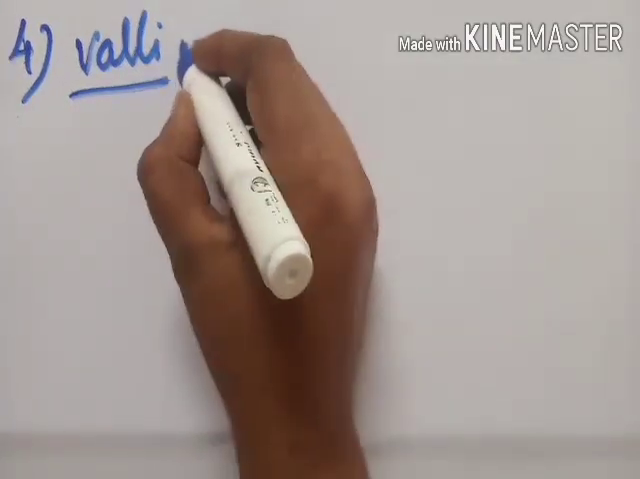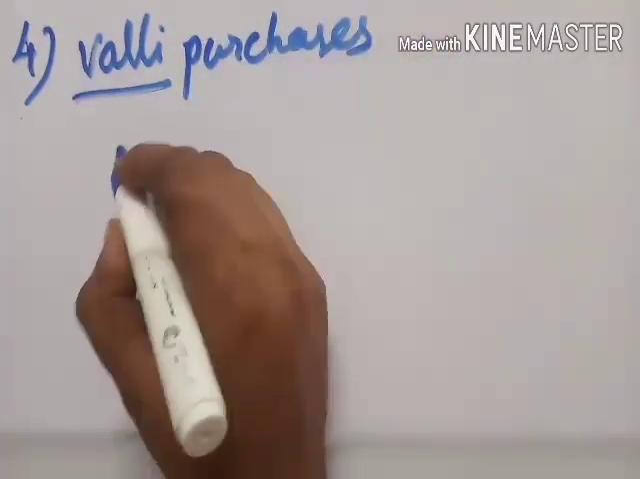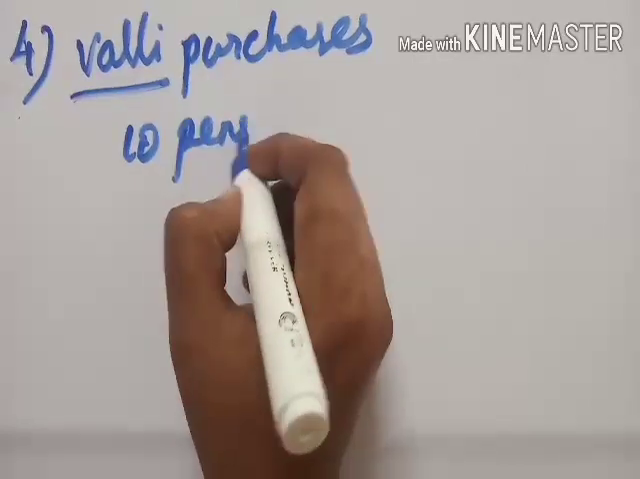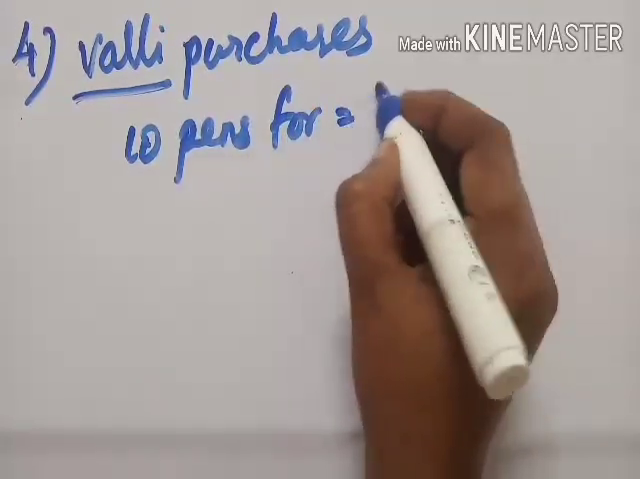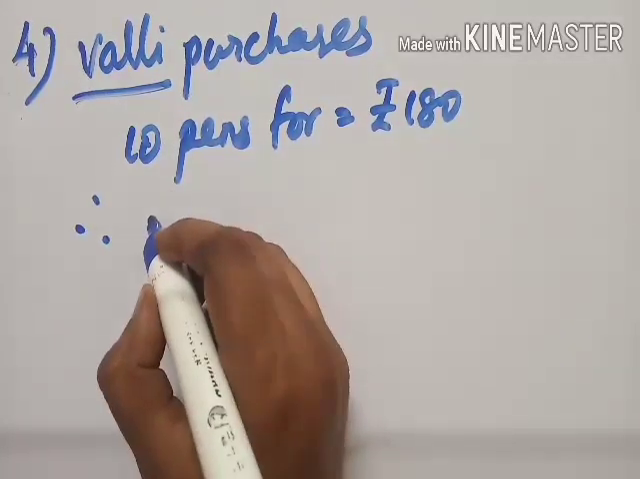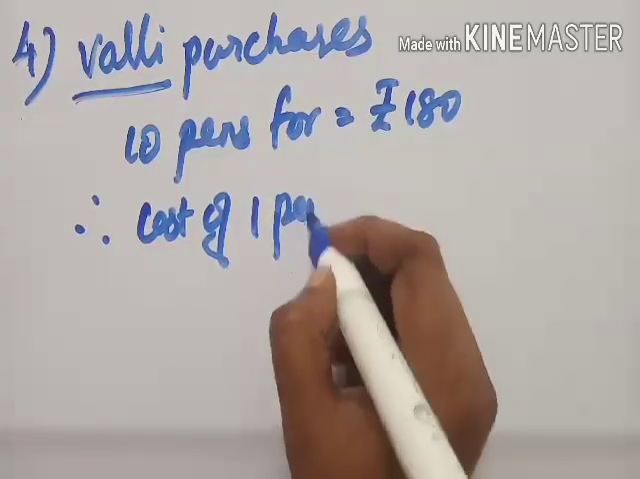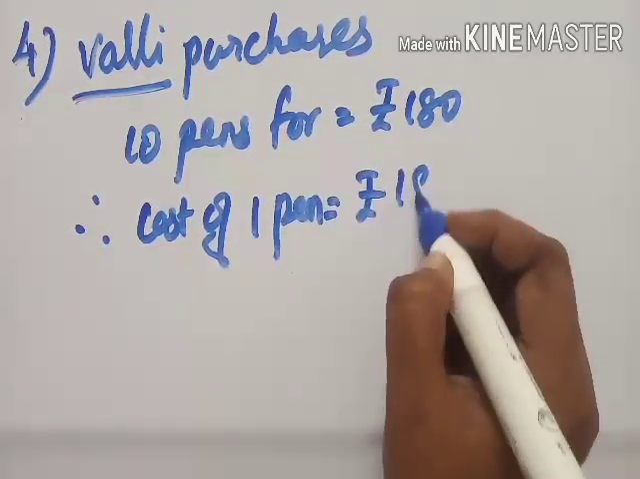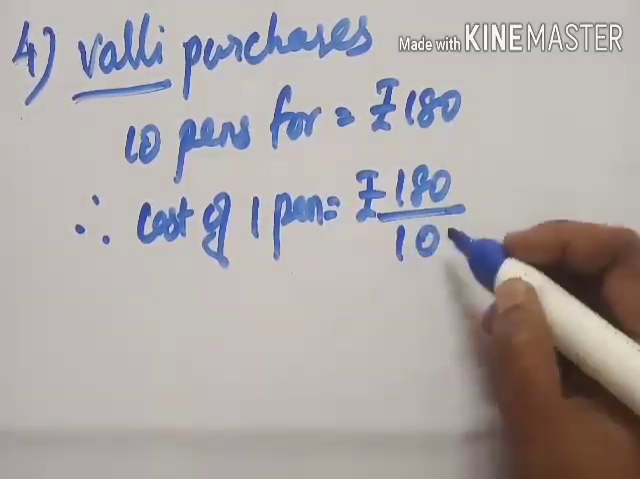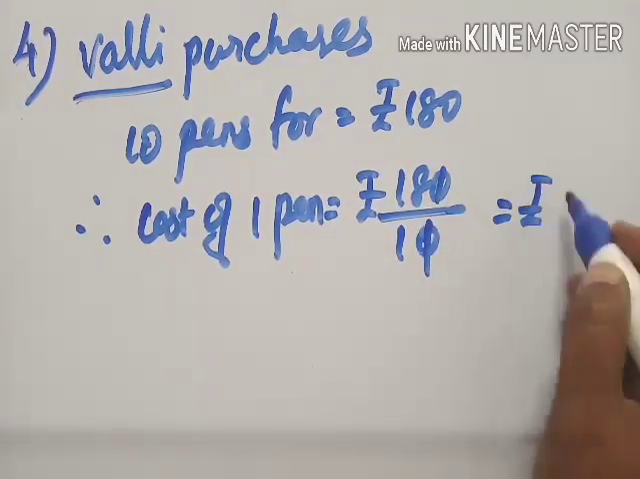Actually, Valli's purchase I am going to do separately first. Valli purchases 10 pens for how many rupees? 180 rupees. So, what about the cost of one pen? Therefore, cost of one pen is equal to rupees 180 divided by 10. So, simplify it. Cancel this 0 and 0. Get the answer rupees 18.